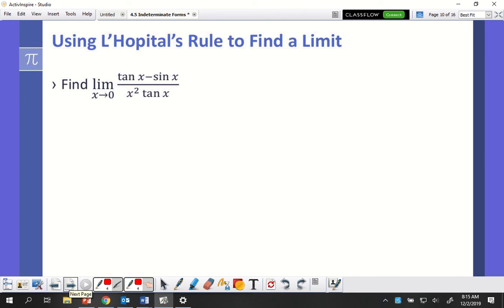All right. Okay, L'Hopital. So first, let's see, what is tangent at 0? So tangent, unit circle, I'm thinking about it, sine over cosine. So at 0, it's all the way to the right. So that means that the y value is 0 and the x value is 1. So that's going to be 0 minus, what is sine at 0? 0. Over x squared is going to be 0 squared times 0 again. So I get 0 over 0.